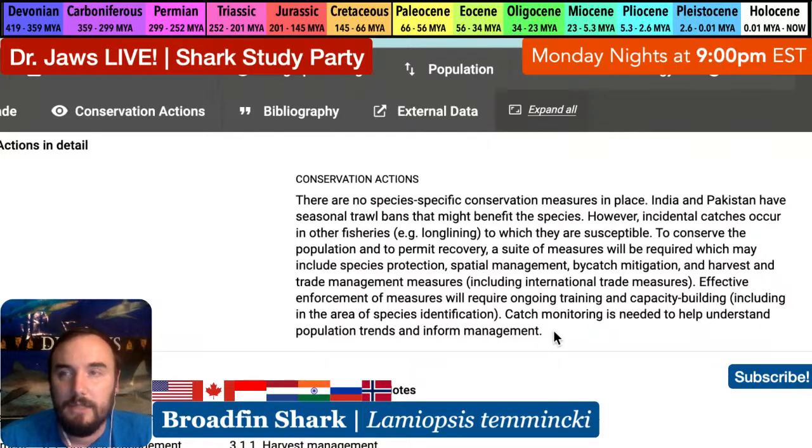And then you will need legal enforcement, which is probably the most difficult piece, because there are examples of countries that do have on paper legal protection measures for sharks, but they're not enforcing them, and so it's kind of a toothless piece of legislation. So it's tricky. There's a lot that needs to be done for this species, and again, very sadly, it looks like it might be a bit of an uphill battle for the broadfin shark, which is very sad.